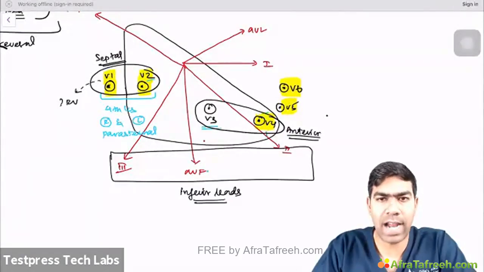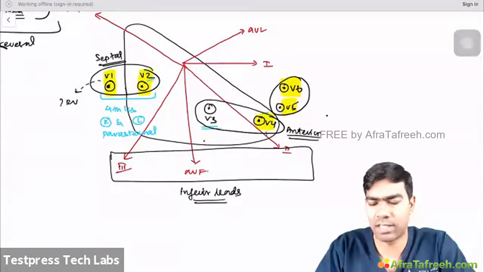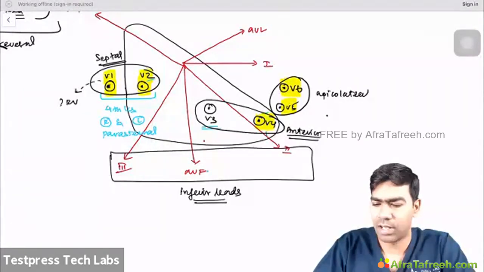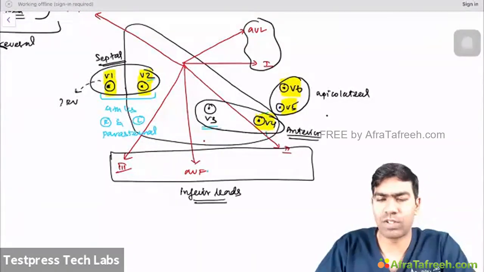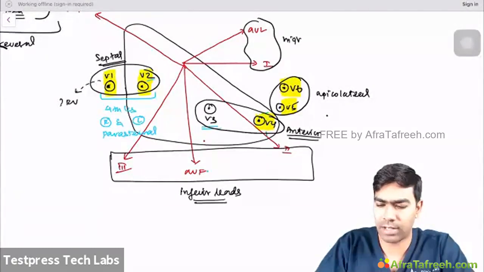So we can call it as anterior wall is seen by V3 and V4. And we have V5 and V6, which basically see the lateral wall. We can call it epicolateral or just lateral. And 1 and AVL also see the lateral wall, but a little bit higher on the left heart. So these are called high lateral leads.